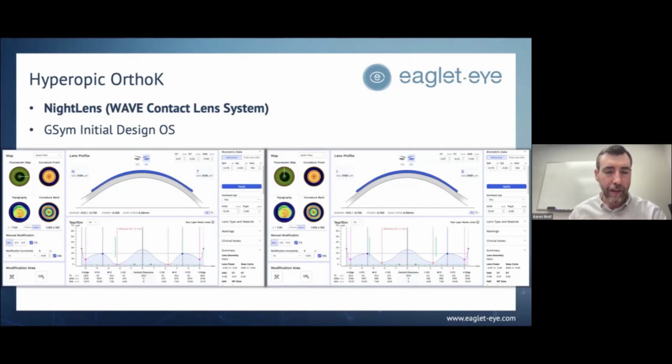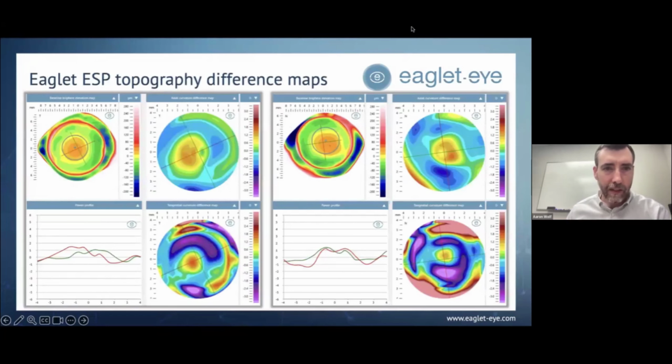You can also see a nice visual representation in the top left of these images of essentially what the lens would potentially look like on the eye with a fluorescein pattern. That turns out to be very, very accurate in most cases. This is our Eaglet difference maps. We've already discussed what you're looking at in these images.